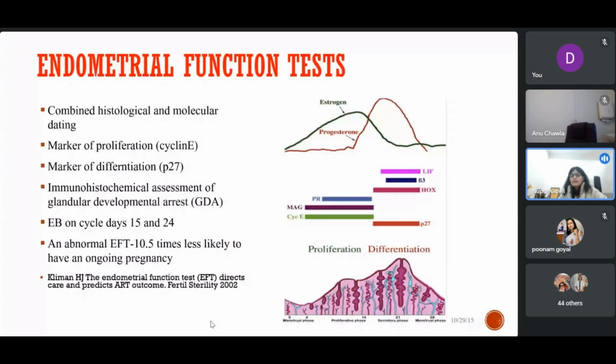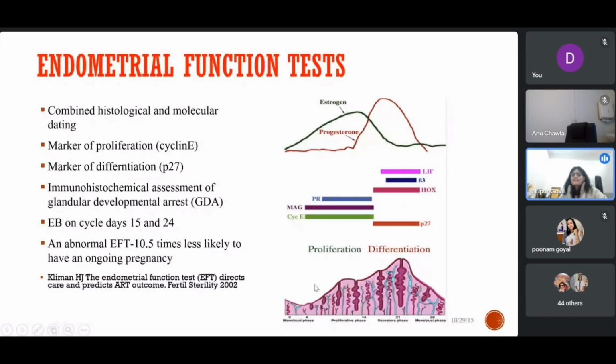So we last spoke about the endometrial function test. This has been one of the receptivity markers which was suggested by the author Kliman et al. And they suggested that if histological dating is combined with molecular dating, we can fairly predict the maturation status of the endometrium, and we can modify our hormonal supplements, and we can treat and manage the endometrial receptivity. So they suggested that the biopsy should be done on 2 days, day 15 and day 24, and the progression of the endometrium should be assessed based on the histological markers as well as the molecular markers.